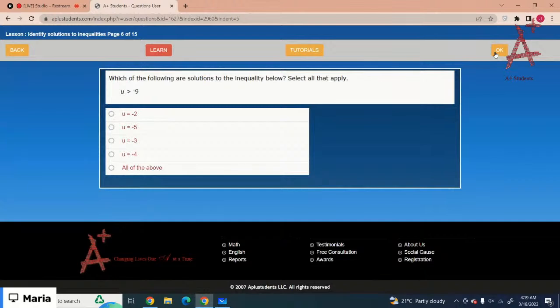Okay, which of the following are solutions of the inequality? u is greater than or equal to -9. So which number is greater than -9? u is greater than -9. So which number is greater? All of the above. No. Which is the correct option? None of the above.